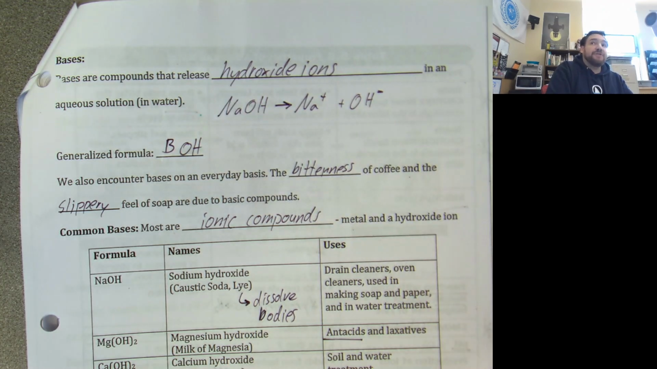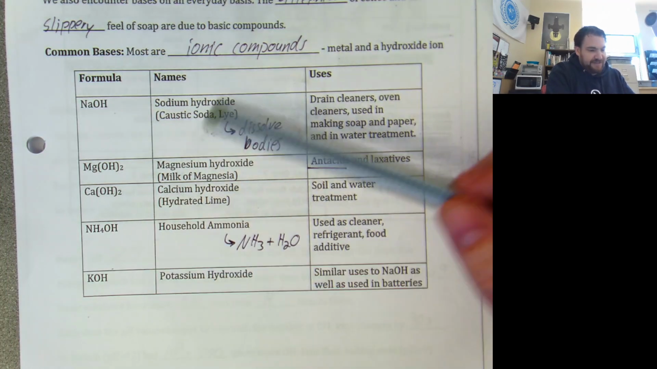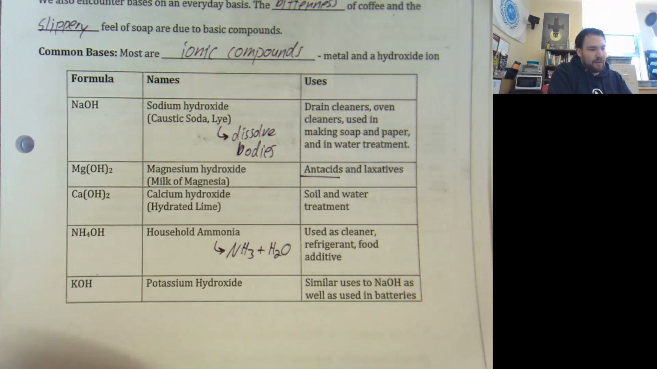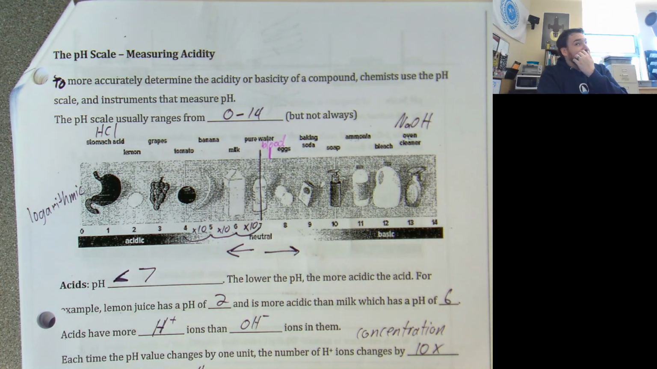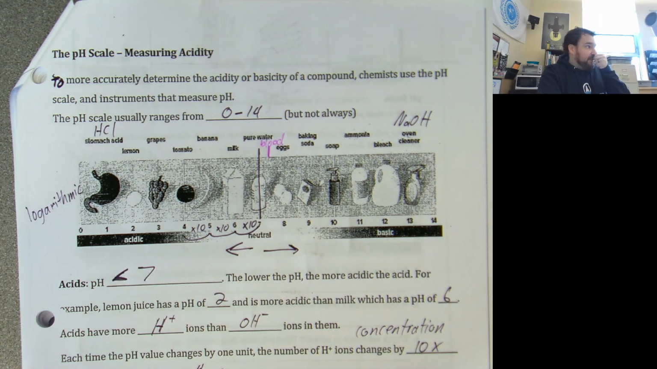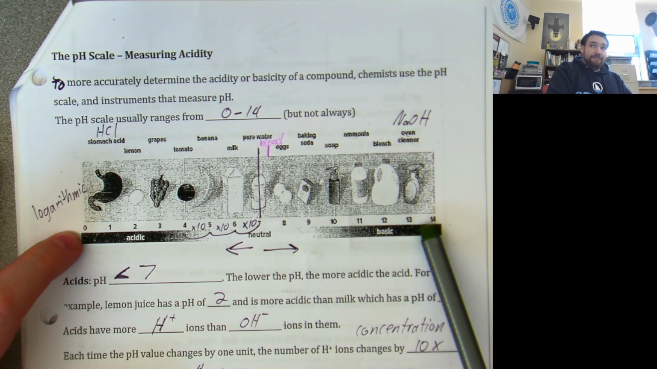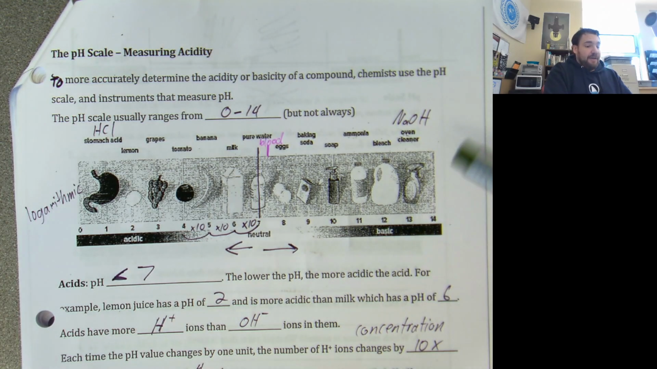We had some properties for bases. I gave you a list of formulas for bases, some of their common names and their uses. Then I introduced you guys to the pH scale. The pH scale was the scale that we used to look at how acidic or how basic something is. The scale goes from 0 to 14, and different kinds of materials show up at different places on the pH scale.